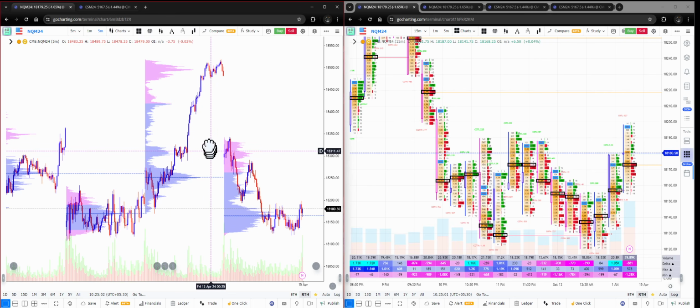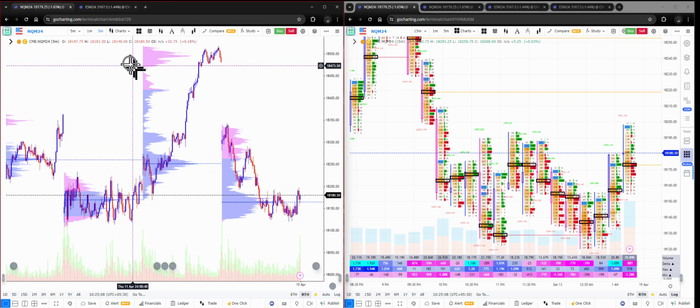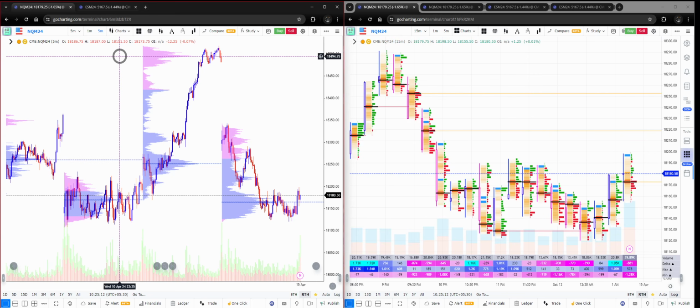So for everybody's information and consumption, what I have right now is the NQ100 or the NASDAQ 100. Along with it, we'll also do the ES mini so that we have a clearer picture on both the indices that hold a lot of weight.